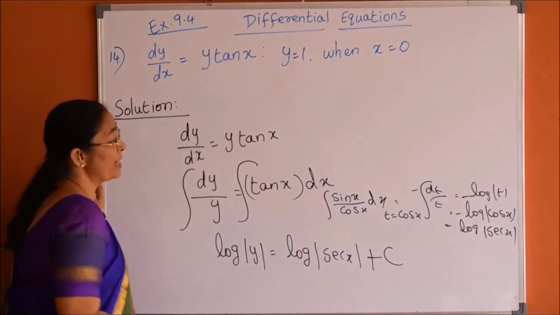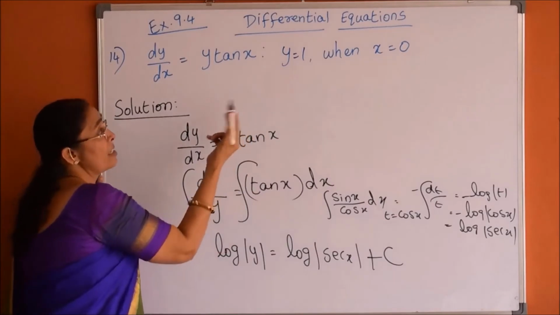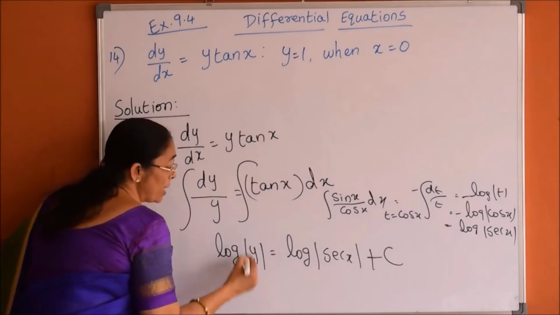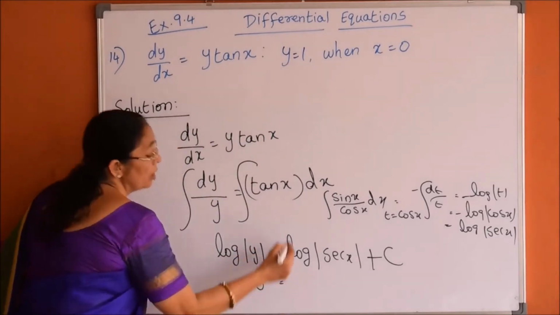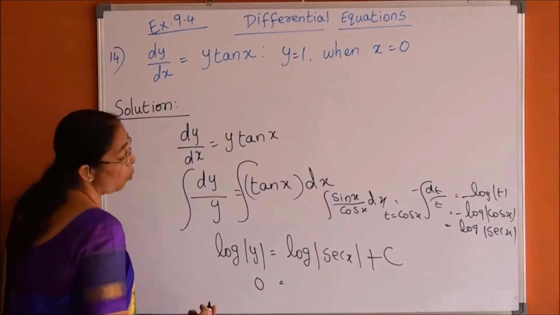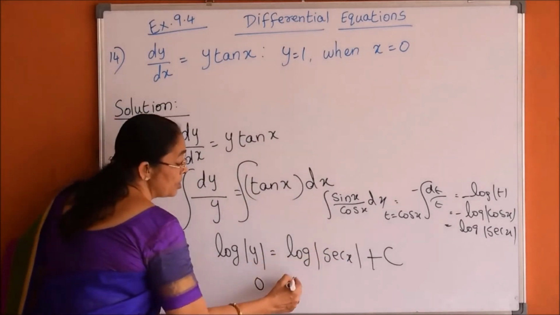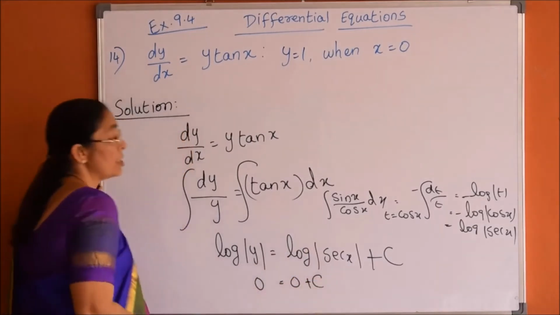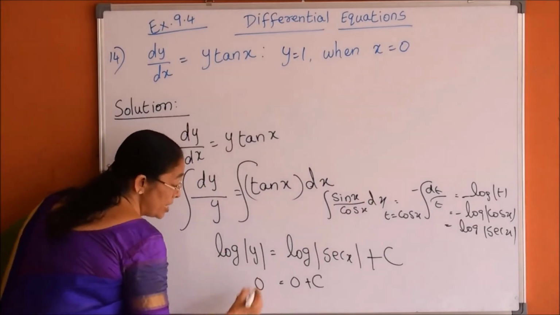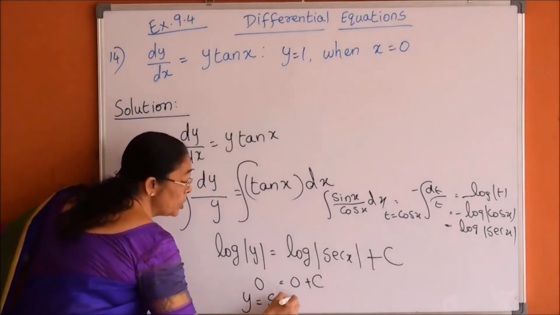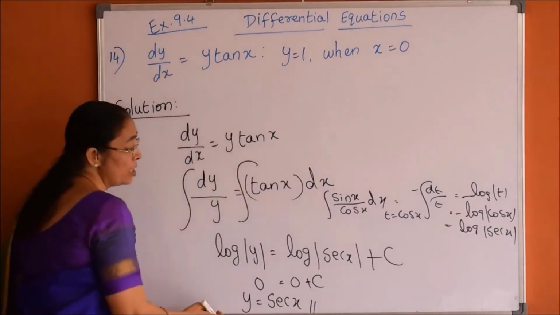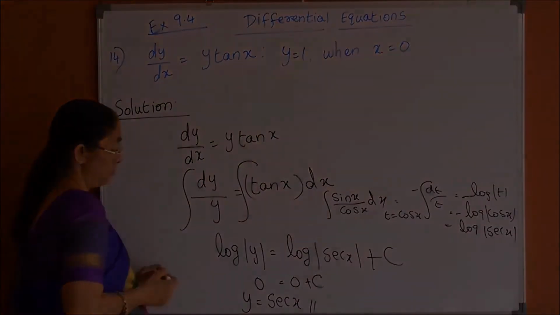Now let us find the c value by substituting x as 0 and y as 1. So by substituting y here, log 1 is 0, log mod secant 0, secant 0 is 1, again log mod 1 is 0. So c value is 0. So we will get log y is equal to log secant x, otherwise y is equal to secant x. So the solution of the differential equation is y is equal to secant x.